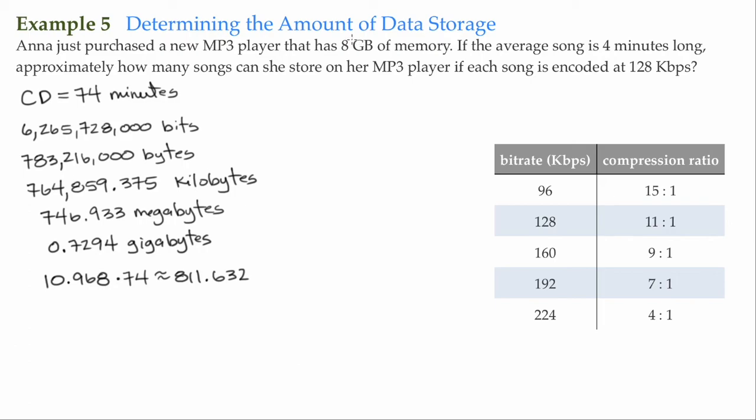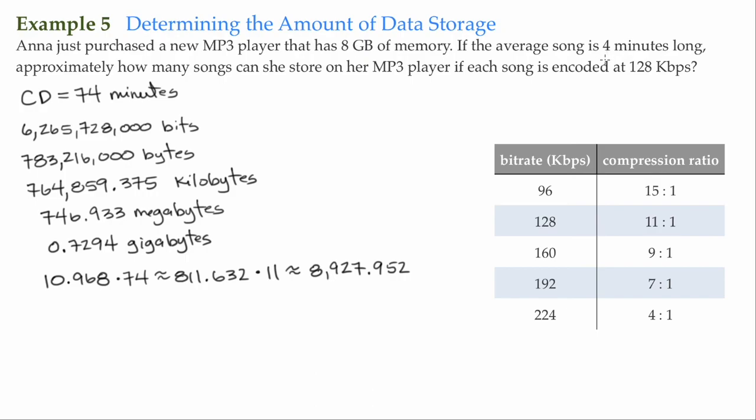However, the songs are being compressed at 128 kilobits per second. So that has a compression ratio right here of 11:1. So we take this 811.632 and multiply that by 11. And that's going to come out to be approximately 8,927.952 minutes of music she can store on her MP3 player, provided that they're encoded at 128 kilobits per second.